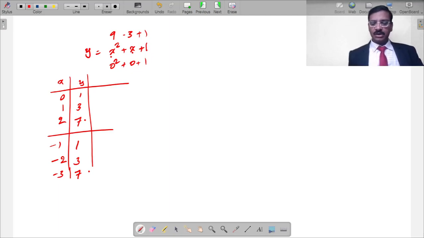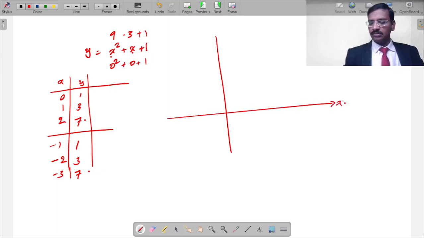Now if I try to draw the graph of this particular shape, right? So this is the x-axis and this is the y-axis. Now at x is equal to 0, the corresponding y value is 1. Similarly, at x is equal to minus 1, the corresponding y value is also again plus 1 itself. So this is the plus 1.